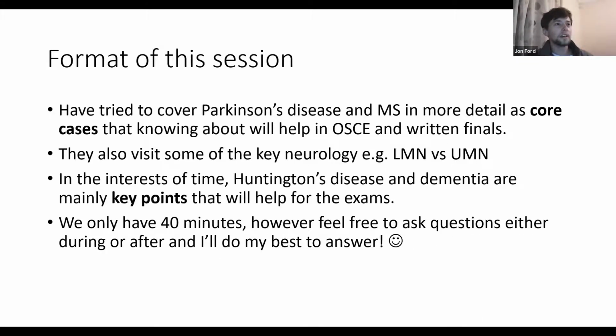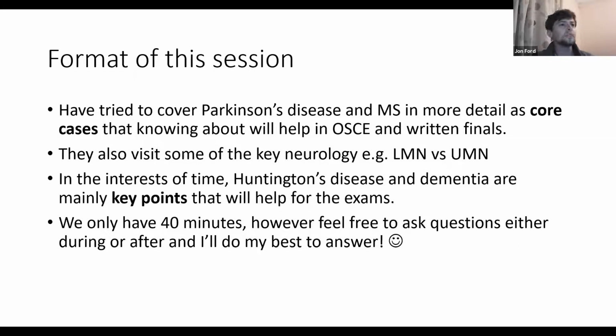So what I'm thinking is I'm going to cover Parkinson's disease and MS in slightly more detail, because they're core cases, which will be really helpful for OSCEs and things, to have your knowledge about. And then some of the key neurology. I won't linger on stuff like lower motor neuron versus upper motor neuron. And in the interest of time, I'll do HD and dementia, and try and just do the key points really. That'll be helpful. Obviously we've got limited time, but if anybody has any questions now or throughout or at the end, then please feel free to ask and I'll try and help.